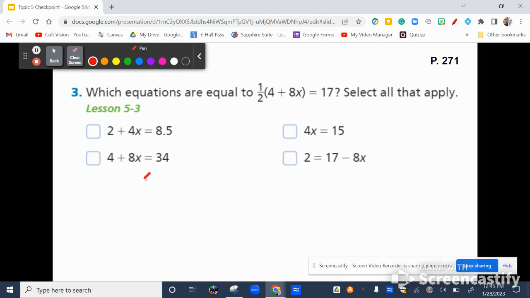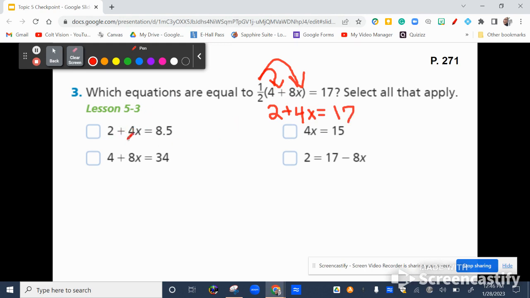Okay, so in this problem, we have an original equation that has 1/2 being multiplied by the quantity 4 plus 8x, and that equals 17. And so what they're looking for is to see if any of these equations are equal to this. So what we have to do is go through the steps of solving this equation by first distributing the fraction, multiplying everything by 1/2, and then the result would be 2 plus 4x equals 17. And I have to see, do any of my choices here have this?